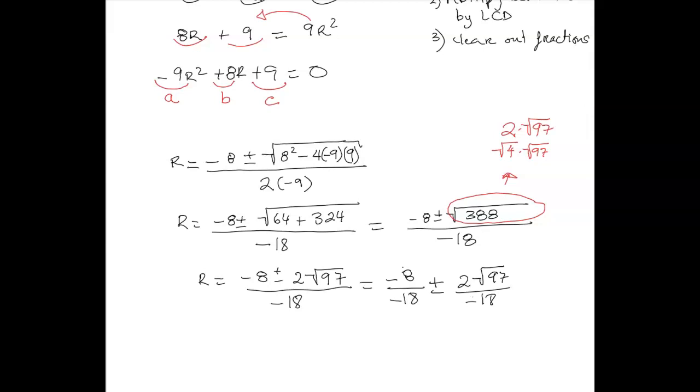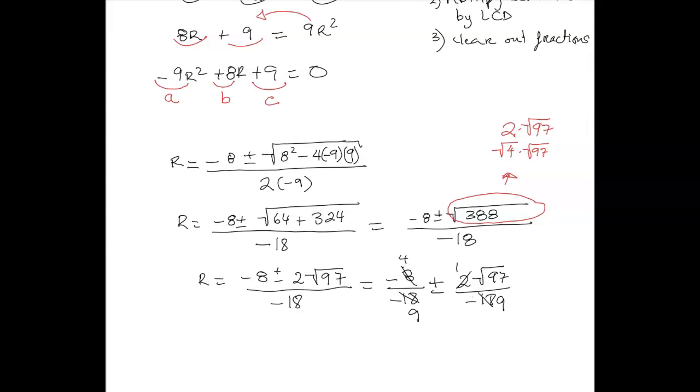So here, divide by 2 on top. That's 4. Divide by 2 at the bottom. That's 9. You have a double negative, so it's going to be positive, right? And here, you divide by 2. The square root of 97 stays as it is, but the 2 and the 18 are integers. So 2 divided by 2 is 1. 18 divided by 2 is 9. Okay? All right.